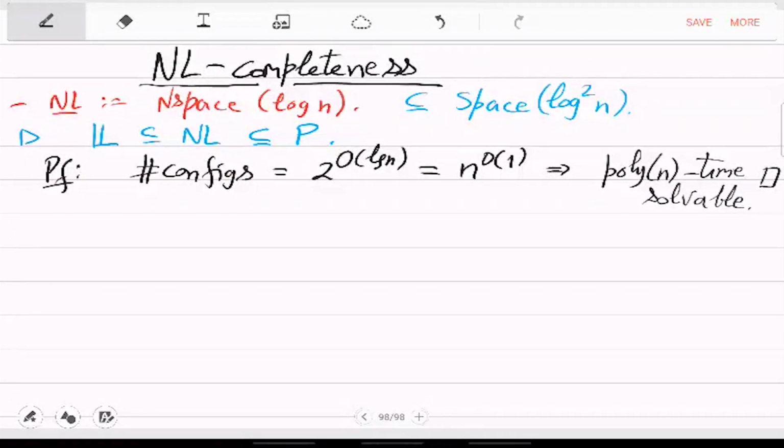So, NL is in P. This also follows from the relationship between space and time, right? We had shown at some point that space S translates to 2 raised to S time. So, this is a similar argument. So, NL is somewhere between log space and polynomial time, and probably much closer to log space than polynomial time, but we don't know by how much. So, let's now study a problem that is the hardest in NL.